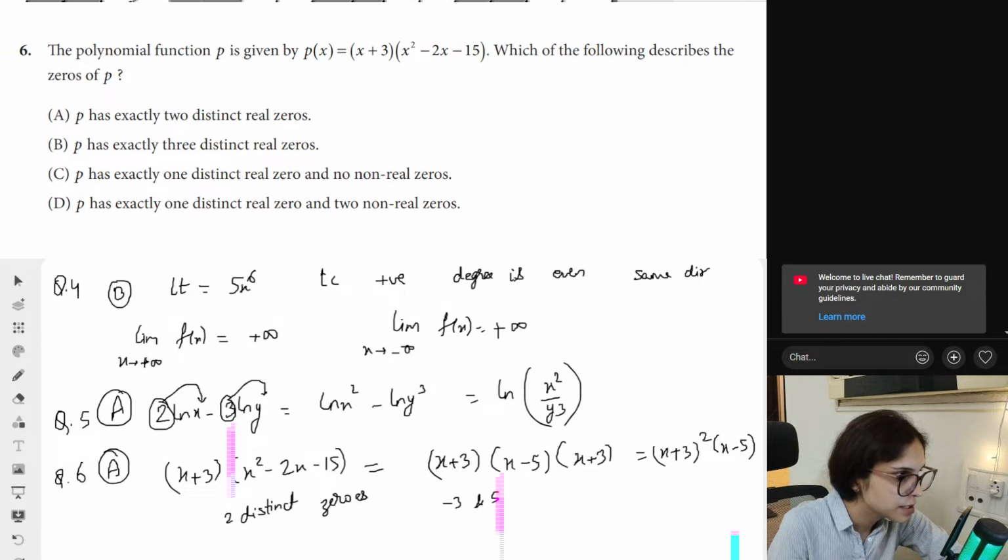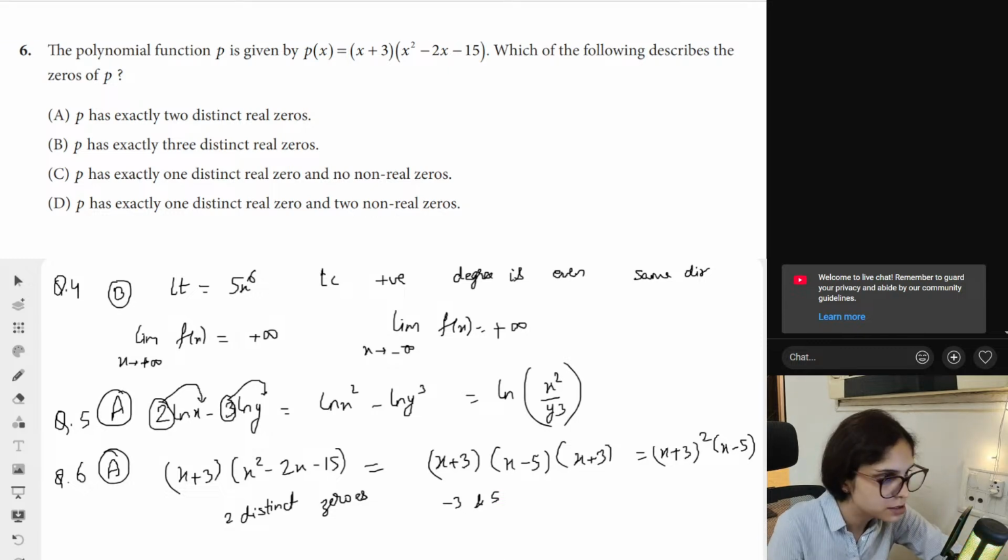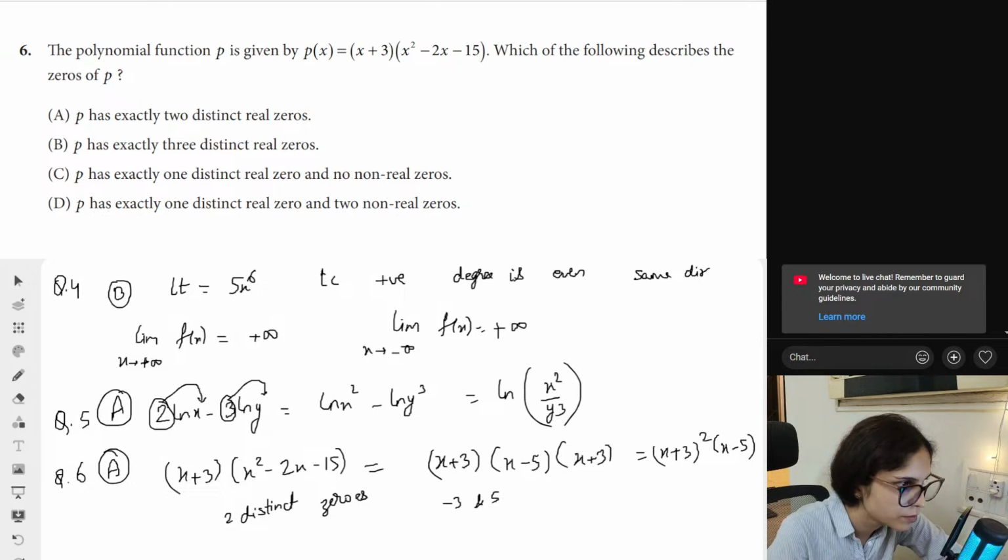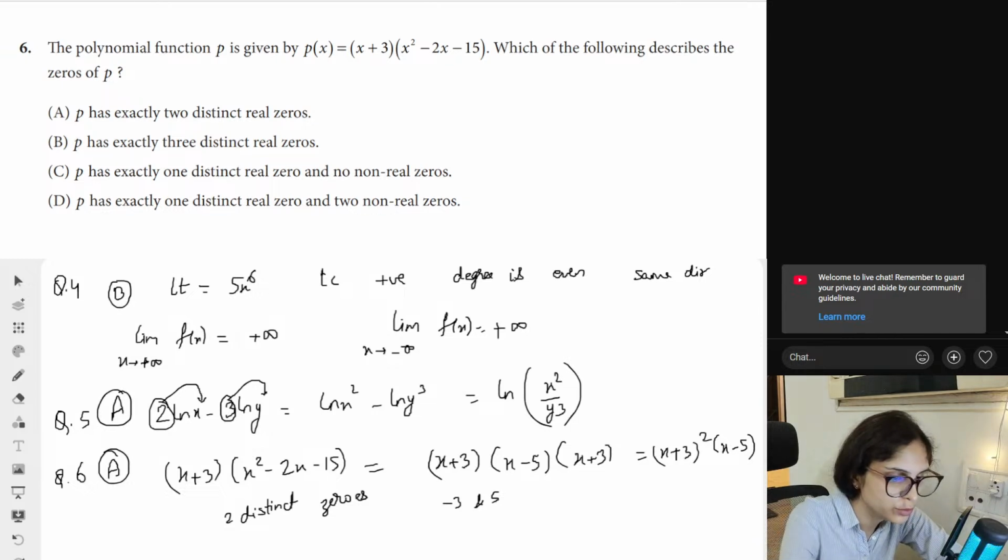So question number 6 is A. P has exactly two distinct real zeros. So you have to factorize and you have to see if there is any common factor or not. That's about it. Moving to the next question.